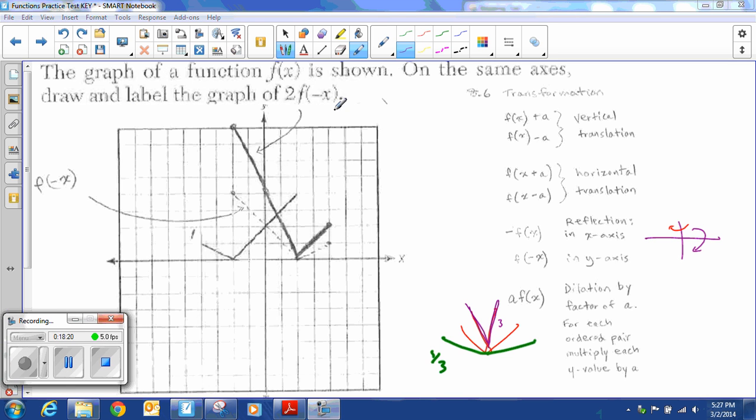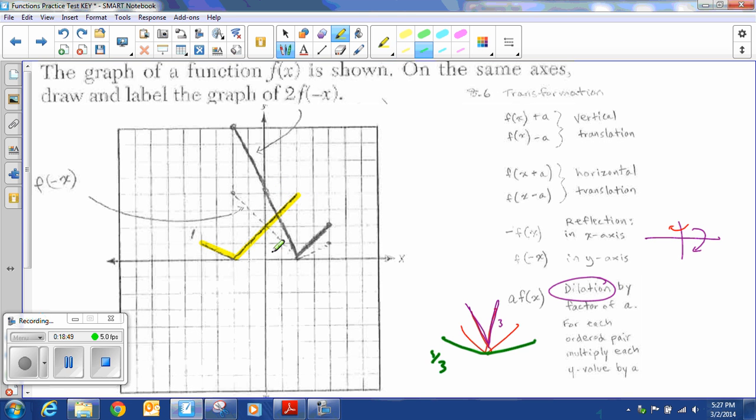On the same axes, draw and label the graph of 2f of negative x. So basically we have 2 transformations happening here. We're doubling everything, so that's a dilation, and then we're actually negating all the x's. So I'm going to highlight the original function, and then we're going to perform each transformation a step at a time.